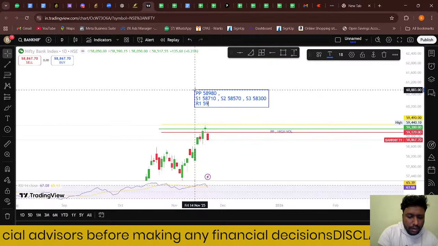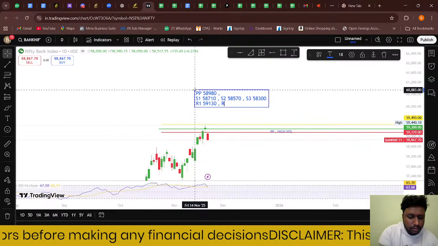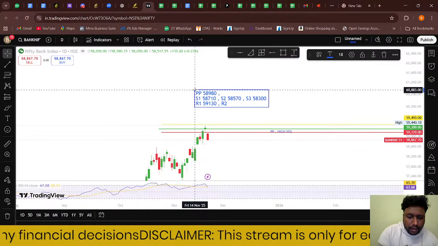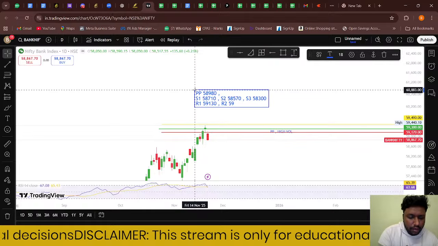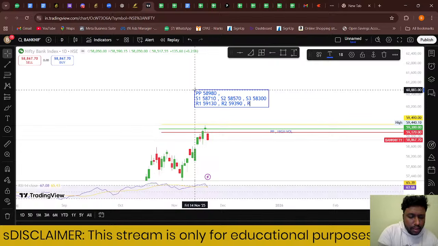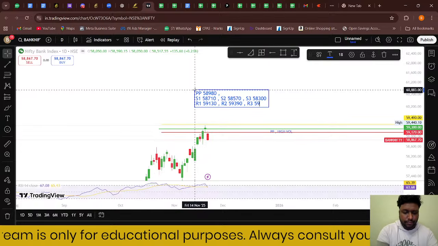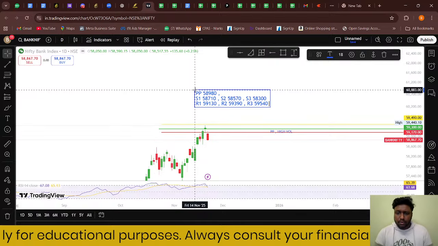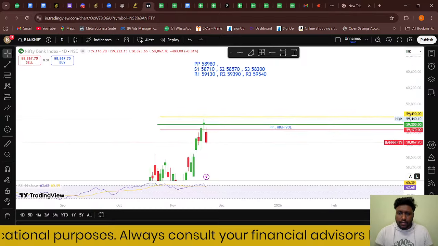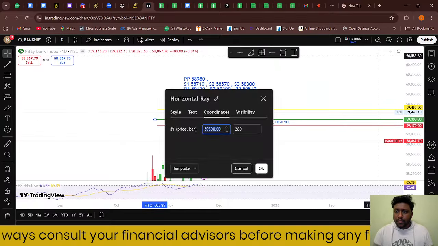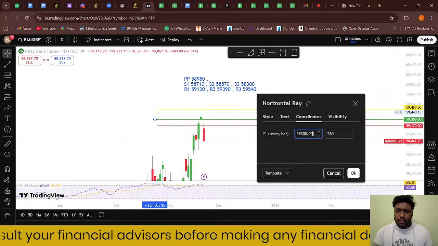With respect to the resistance part, 59,130 will be your resistance 1, R2 will be at 59,390, and R3 lies at 59,540. So these are the zones for Bank Nifty levels with respect to our pivot point. We will mark the pivot line over here, and support 1 and 2.